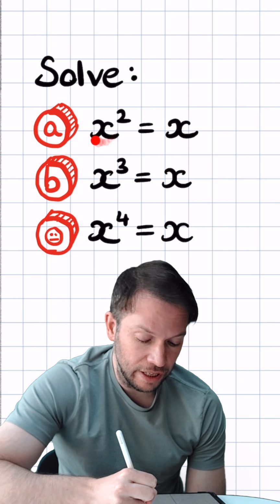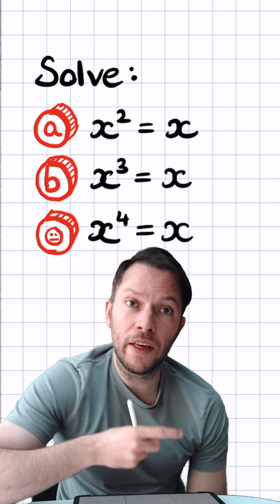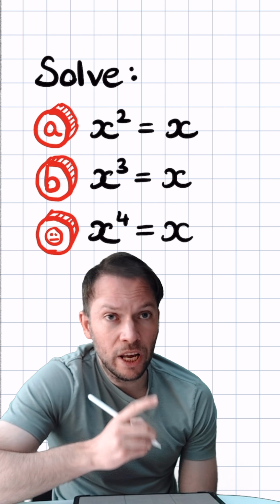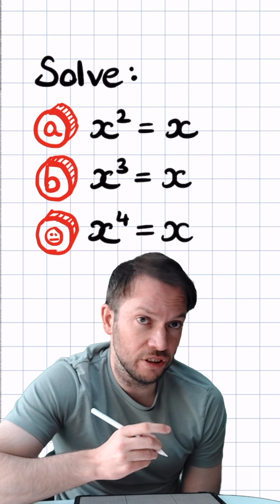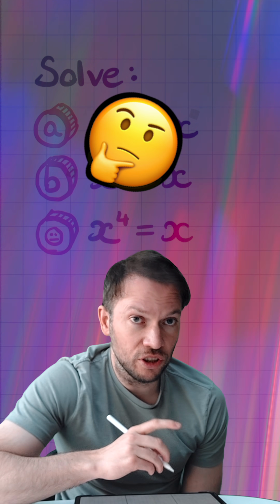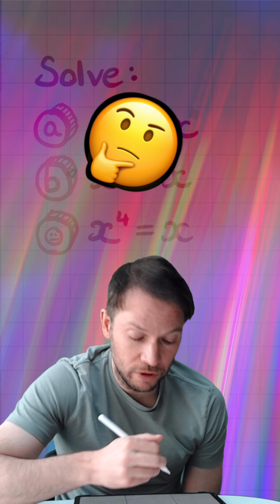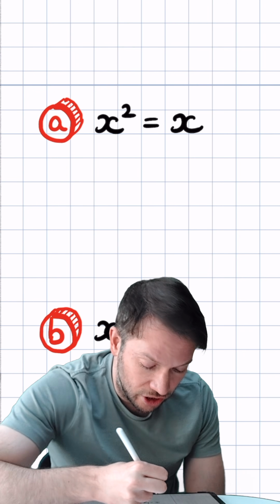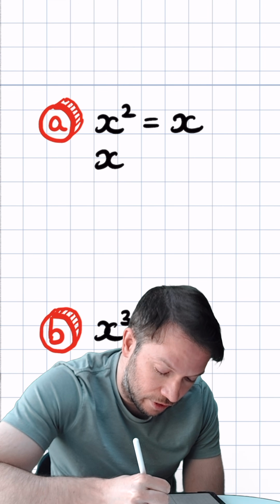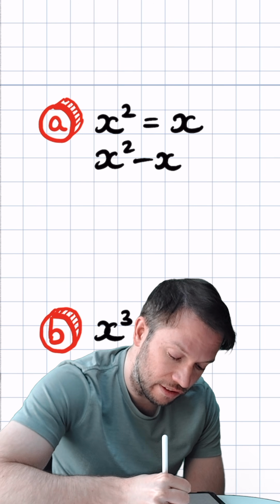And 0 squared is also 0. And in fact, they are the only two solutions. But how can you be sure those are the only solutions? Well, you need to properly solve the equation to be absolutely sure that we've found all the solutions. So for the first question, you need to get 0 on one side. So if you subtract x from both sides, you get this.